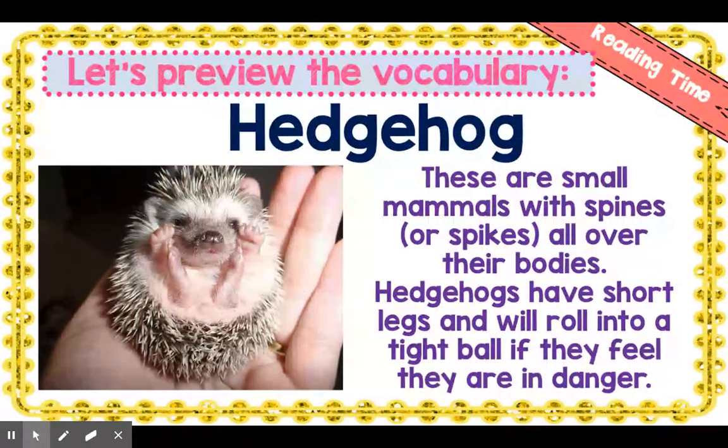Let's review the vocab. Hedgehog. Oh, look how cute he is. These are small mammals with spines or spikes all over their bodies. So these little things that spike out. Hedgehogs have short legs. You can see how tiny they are, and will roll into a tight ball if they feel they are in danger. So that's their defense mechanism.